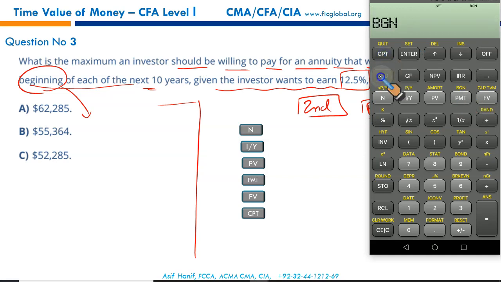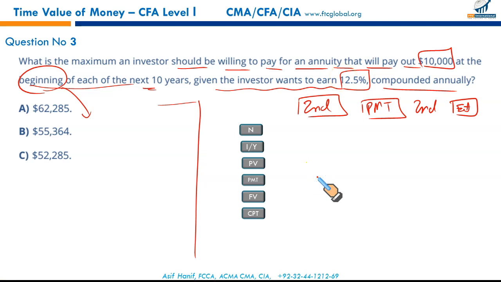Second PMT, second enter. It was all in beginning mode. Second PMT, second set or enter, that will bring you to the beginning mode. Now let us extract the numbers so as to plug them in and get the result straight away.